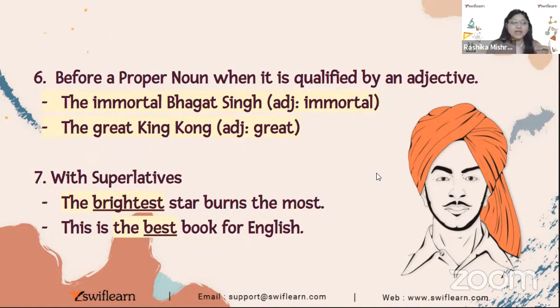The second example is the great King Kong. King Kong is also a proper noun, and we have the adjective great here. That is why we have used the as an article. Now, the definite article is also used with superlatives. You know about superlatives? The word which has est in the end. For example, the brightest star burns the most. Brightest is the superlative, so we always use the before it. In the same way, this is the best book for English. We always use the before the best, because best is a superlative.